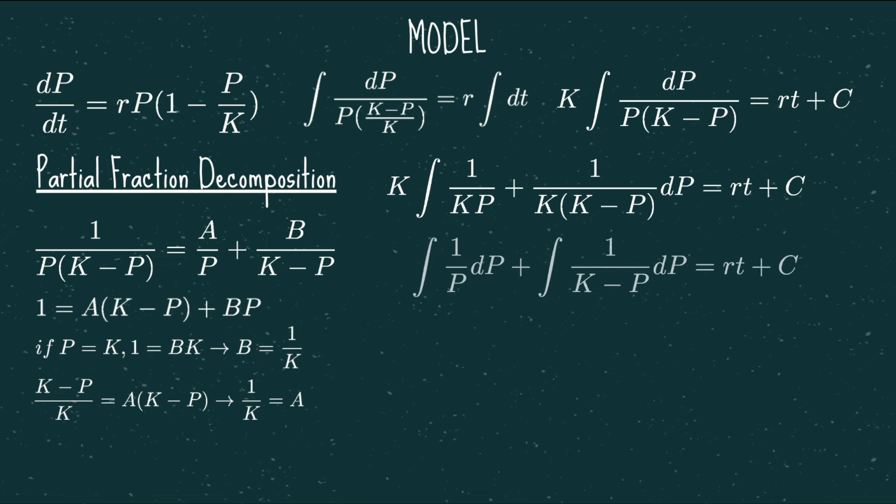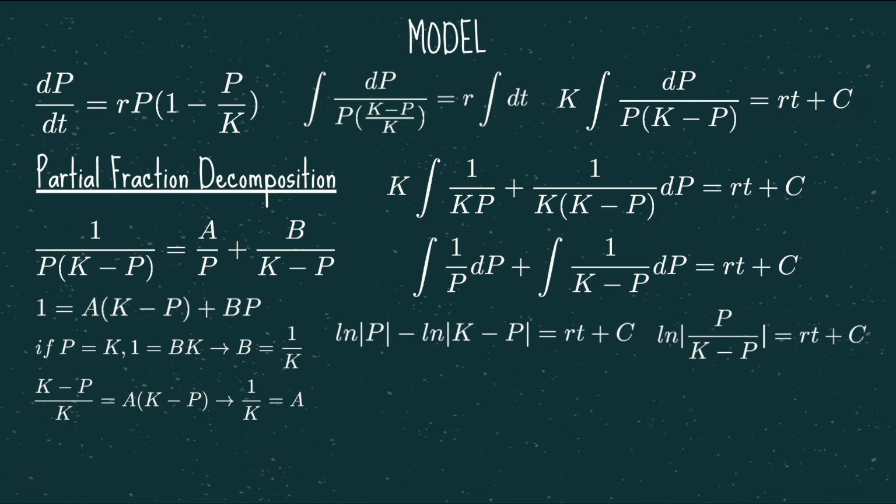Multiplying the k into the brackets leaves me with these two integrals, which will become the natural logarithm of the absolute value of p minus the natural logarithm of the absolute value of k minus p is equal to rt plus c. If I combine them into one natural logarithm, I get the natural logarithm of p over k minus p is equal to rt plus c. Exponentiating both sides leaves me with p over k minus p is equal to e to the power of rt plus c. I use the idea that when we multiply exponents with like bases, we add the exponents, to separate the c and bring it into the front.